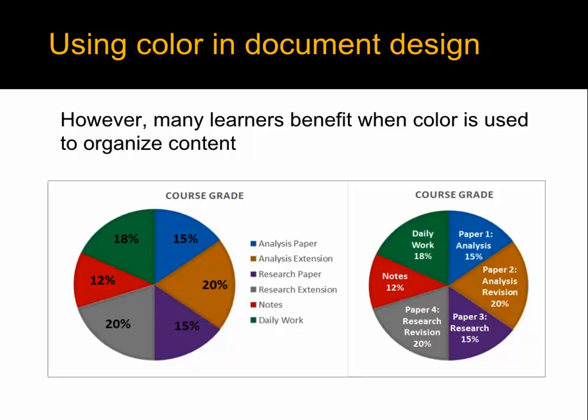On the right, we have the same information, but we have the titles of the areas right in the wedge so that each student, whether they're able to read the colors or not, is able to get the same information. Daily work, 18%. Paper 2 analysis revision, valued 20%. You want all of your students to know how your assignments are weighted. That helps them so that they're ready to complete the assignments and get the grades that they deserve.